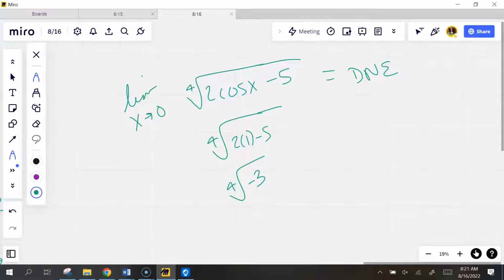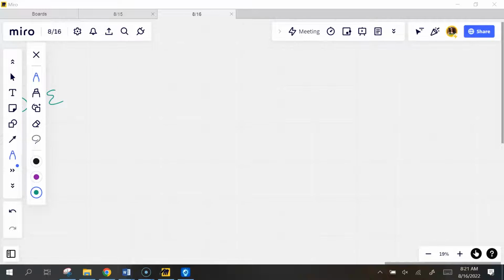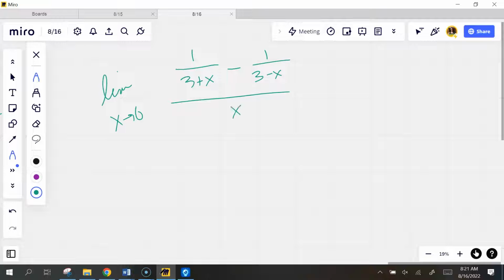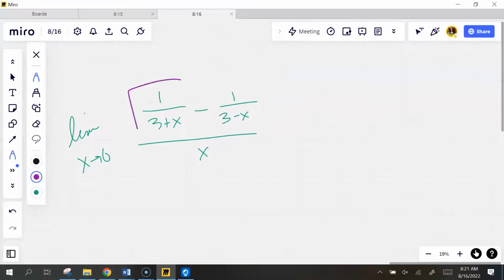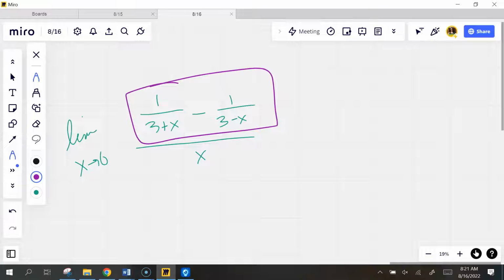K and L. Ooh, I like K and L. Those are complex fractions. The limit as x goes to 0 of 1 over 3 plus x minus 1 over 3 minus x, all over x. I'm going to go ahead and multiply by x on the 1 over x here. Well, maybe I'll combine the top first. If I think about a common denominator here, right? Common denominator would be 3 plus x, 3 minus x. We all agree? Don't worry about the x on the bottom right now. We'll come back to it.